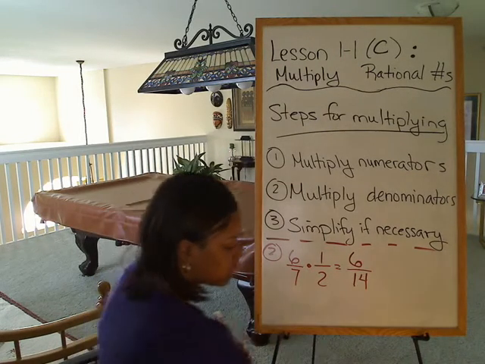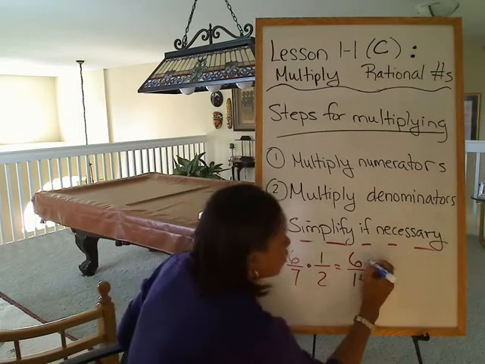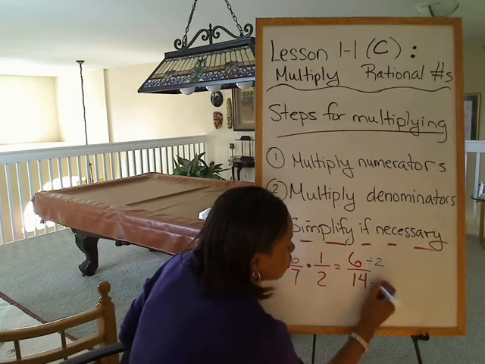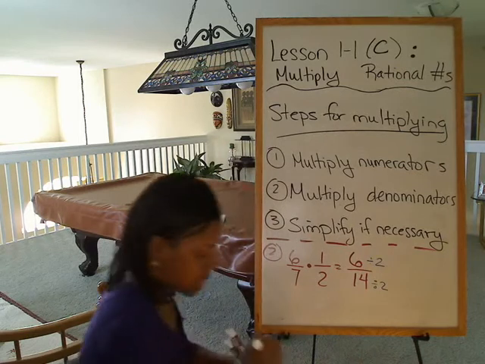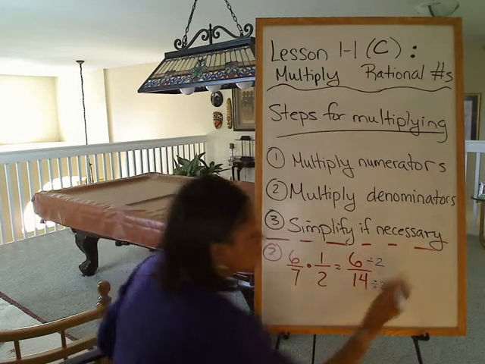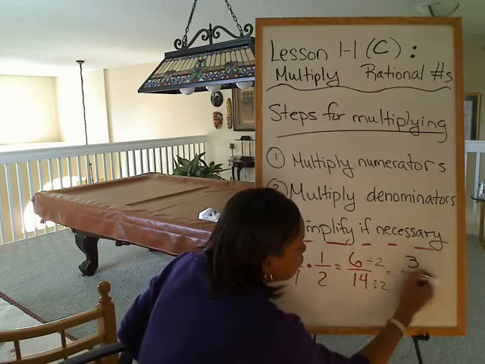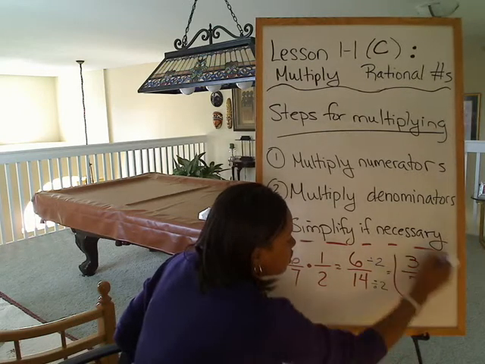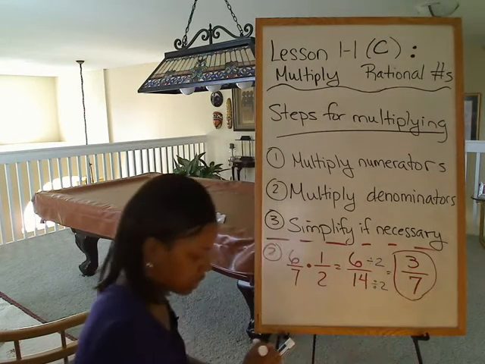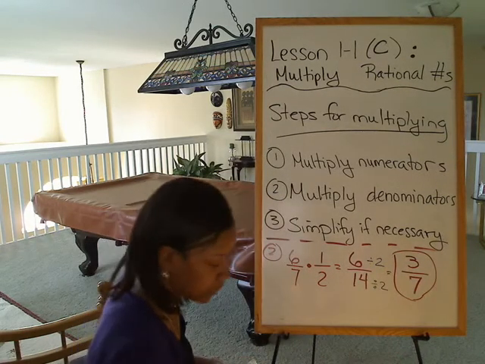Simplify if necessary. You can divide both of these by 2. And 6 divided by 2 gives you 3. 14 divided by 2 gives you 7. 3/7 is your final answer. And you're done.